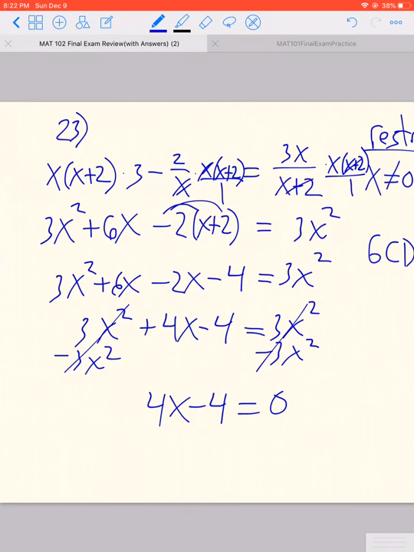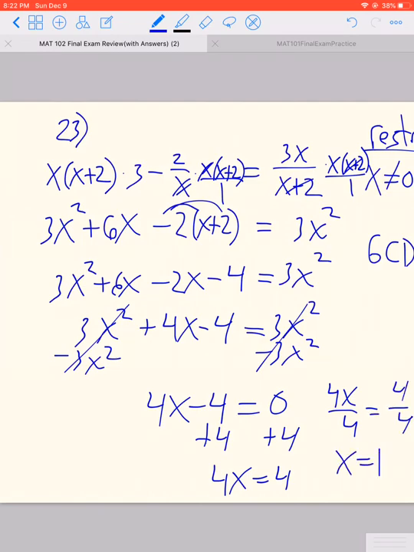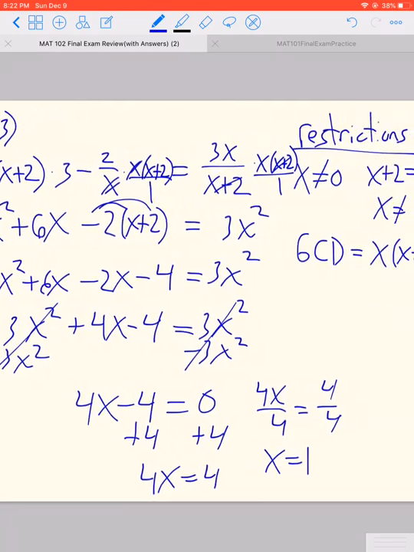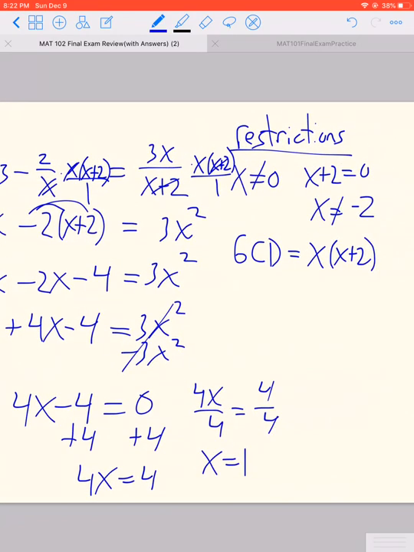It's a basic linear equation. We add 4, and then divide by 4, and we get the proposed solution x equals 1. We just have to, again, be very careful. Go back and check. The only restricted values we had were x equals 0 and negative 2. That was neither one of the values, so that will work out. So we have the solution x equals 1.